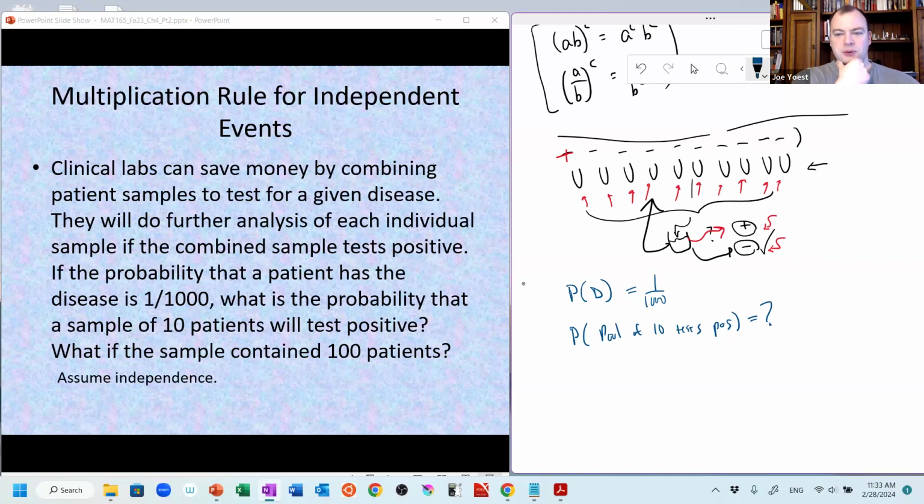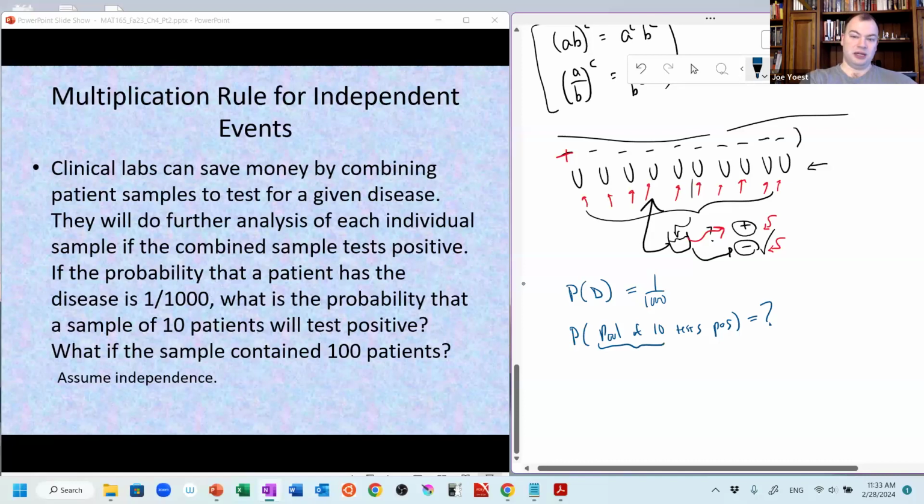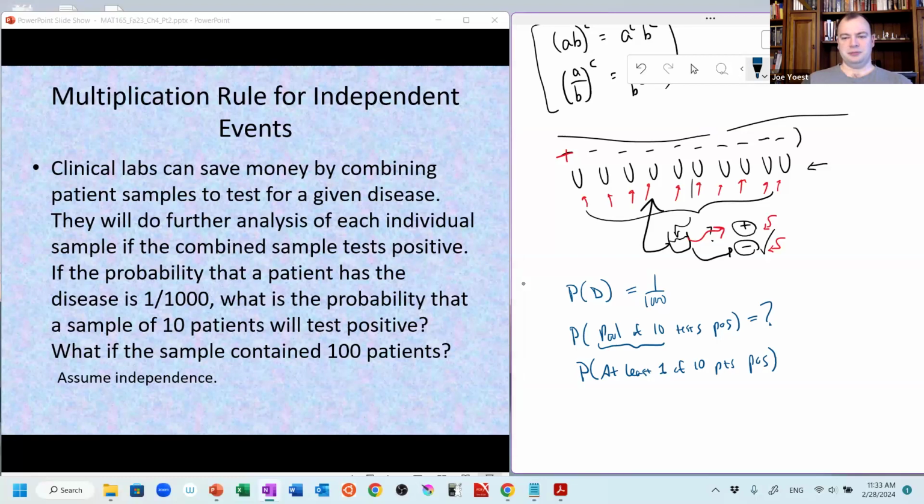So what does it mean for the pool of 10 to test positive? What would make the pool test positive? Well, maybe patient 1 is positive and the rest are negative, or maybe patient 4 is positive and all the others are negative, or maybe patients 3, 5, and 9 are positive and the rest negative. There's a whole bunch of ways for the pool of 10 to test positive. In other words, there's a whole bunch of ways for at least one of 10 patients to be positive. I really don't want to count all of these different ways.